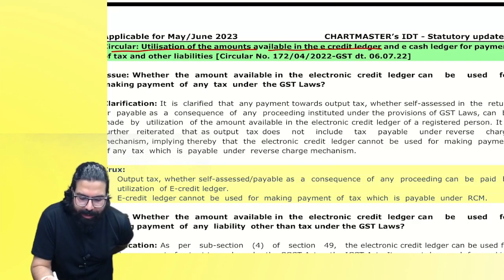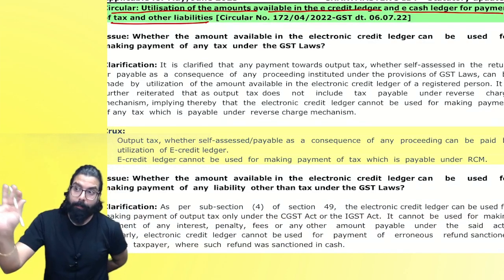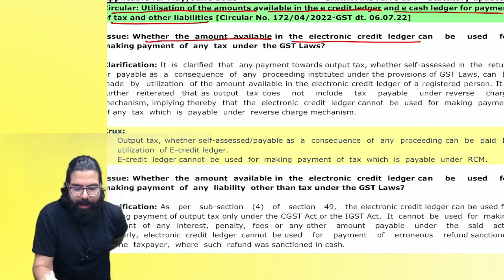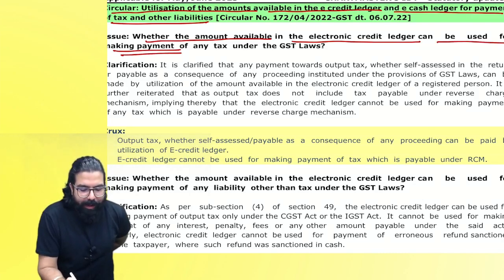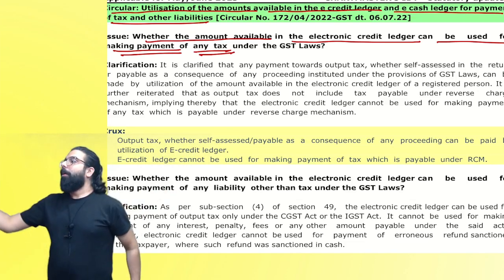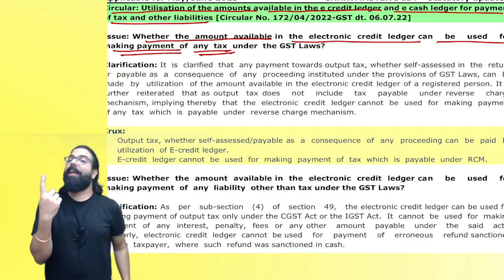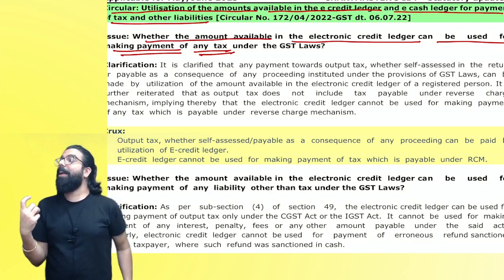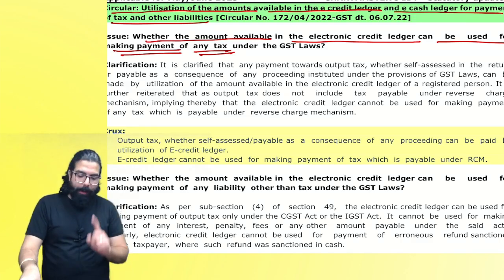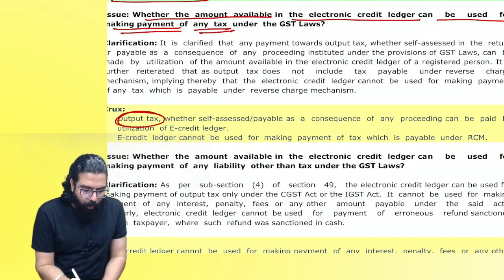Utilization of amount available in the e-credit ledger and cash ledger for payment. Number one. People ask the question. You tell the answer. People ask this question to the government. You reply. Whether the amount available in the e-credit ledger can be used for payment of any tax, only output tax liability. Reverse charge, everyone listen, if I have to pay tax under reverse charge, that is my inward tax liability. Can I pay that tax also through my ITC? Baba, you can pay only your output tax liability.